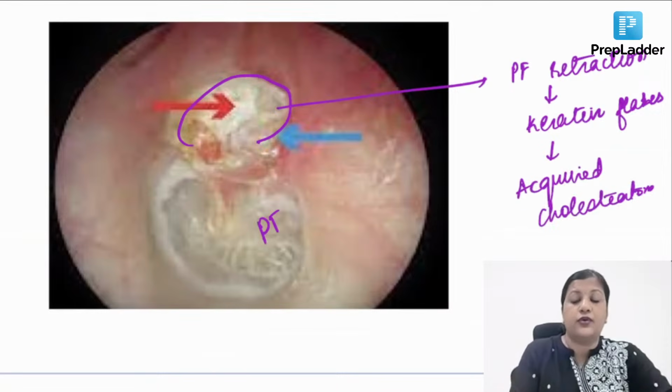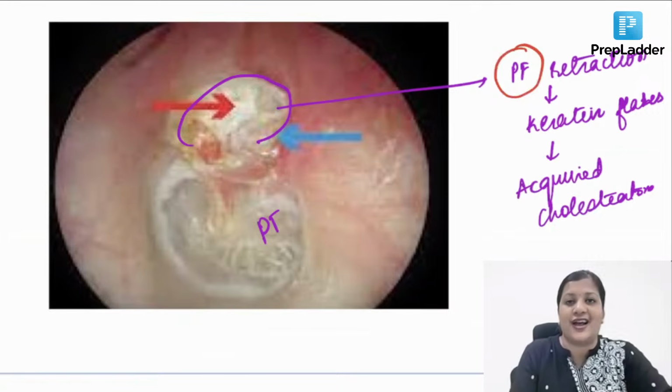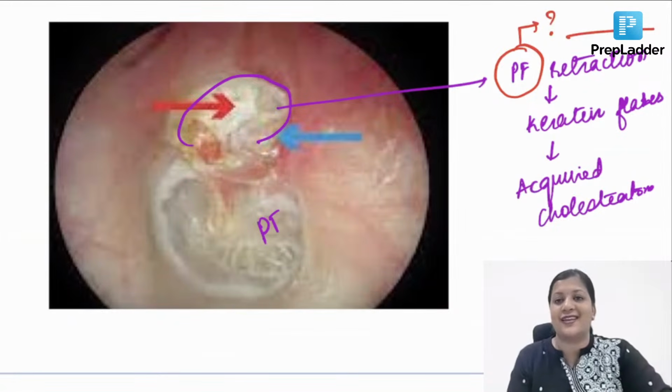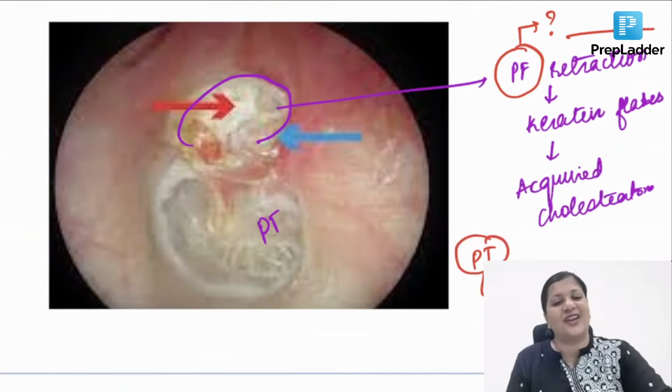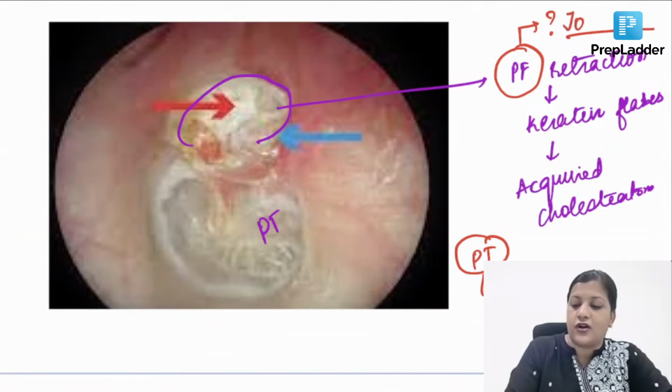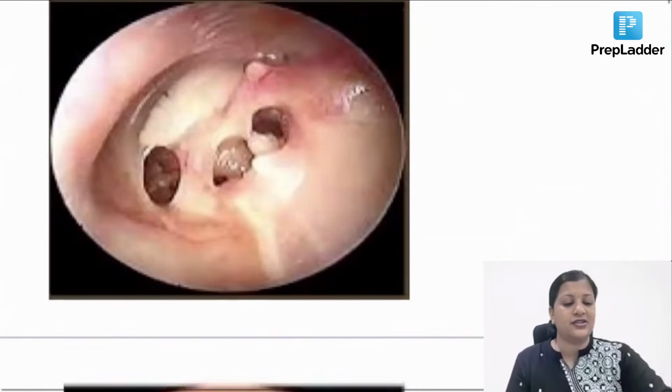Now for identifying the retraction and its grades, we have classification. So for pars flaccida, anybody can tell me what is the name for pars flaccida retraction classification? And for pars tensa retraction, what is the name of classification system? Quickly. So for pars flaccida, we have called it as the TOS classification. And for pars tensa, we call it as SAIDS classification. It's not very difficult, very simple, not asked very frequently, but just be familiar with the words, right? Okay. Now let's go to the next image.